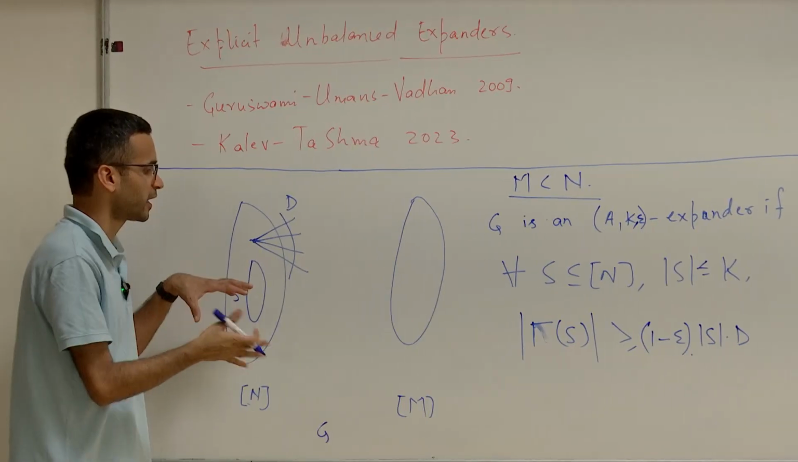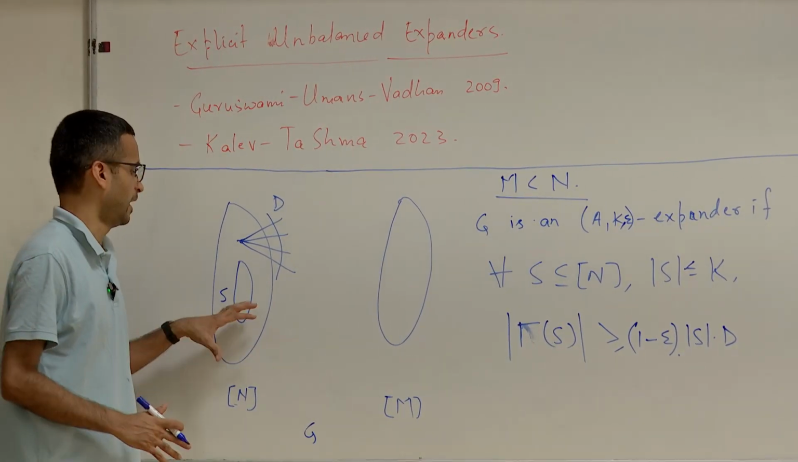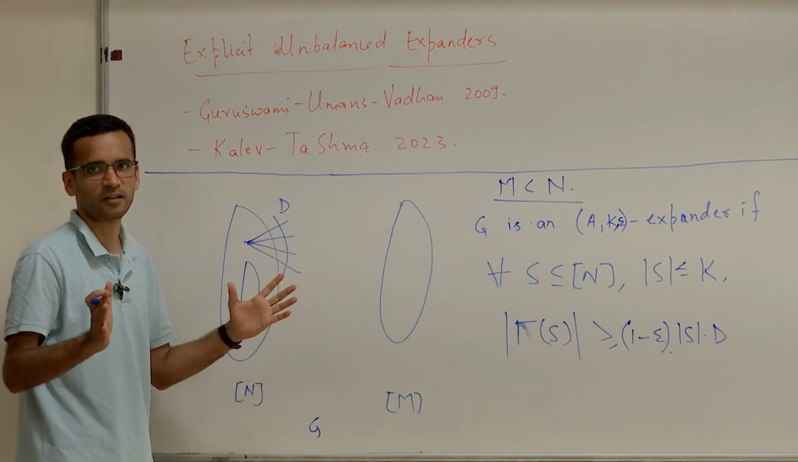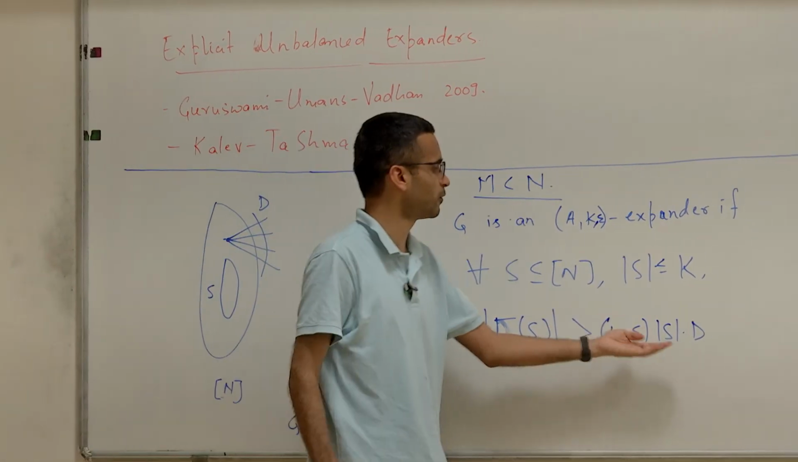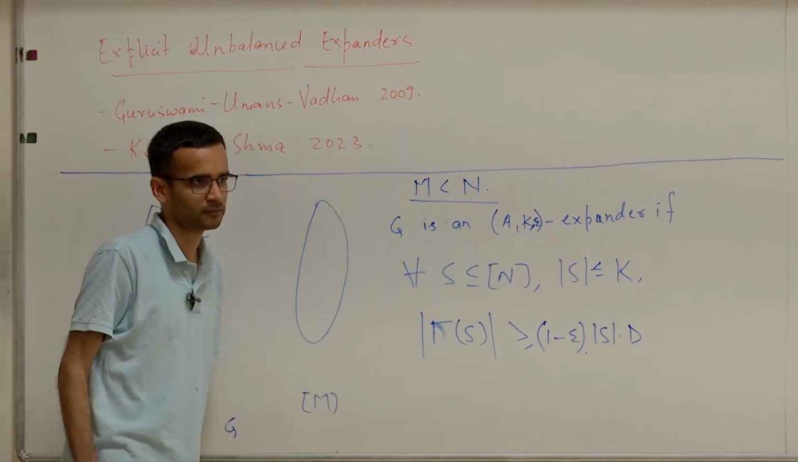So these are bipartite graphs where the right hand side is much smaller than the left hand side. And every small enough set on the left hand side expands. The number of neighbors is as large as you could hope for. It's a d-regular graph. The largest you could hope for would be size of S times d. But what you get is 99% of that.